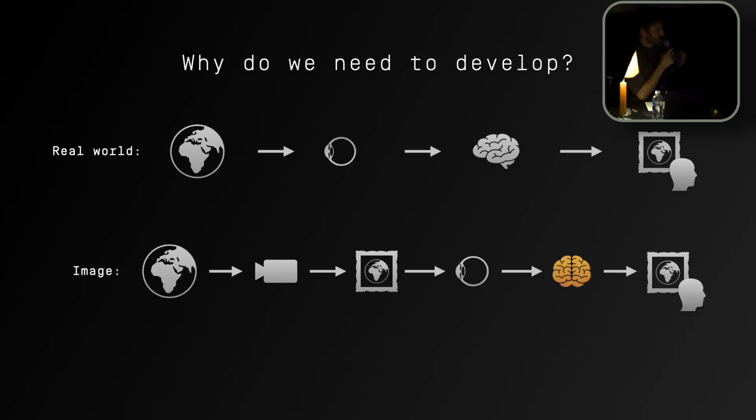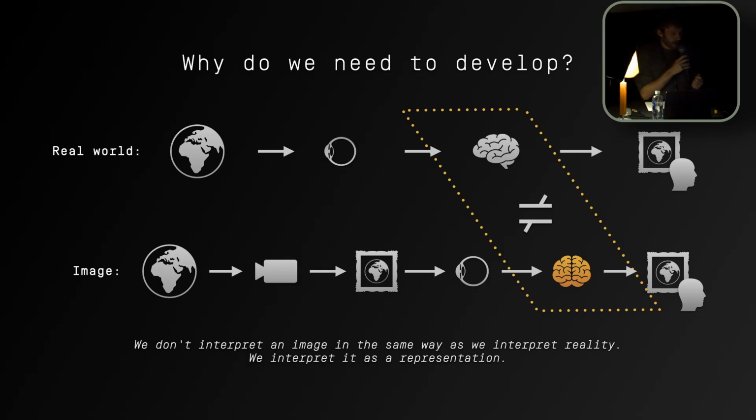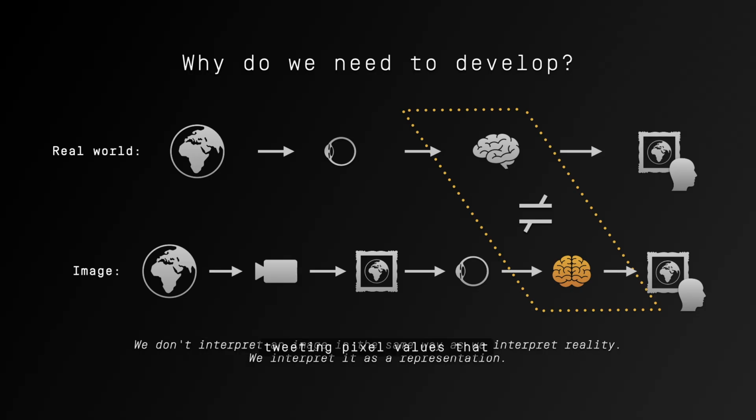But when we look at an image, be it a painting or a photograph, we are experiencing a mediated representation of reality. We know we are looking at an image, and it is a deal we agree to make in front of this representation, leading to different cognitive responses. And this disparity explains why one cannot simply watch a direct recording of reality and achieve the same emotional or visual experience. We need to take into account these expected differences in perception. And we can do that at the development stage, tweaking pixel values that are to be displayed in order to produce a visually appealing and coherent depiction of the scene as we shot it.